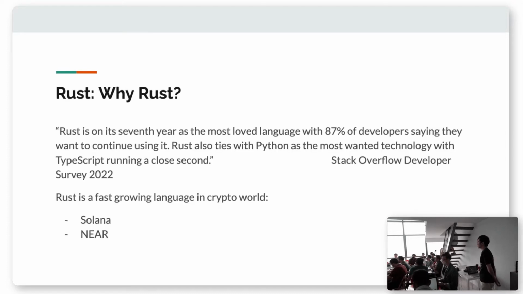So let's start. The first question is, why Rust? We have many other languages. According to the Stack Overflow developer survey, Rust has been the most loved language for 7 years, and it's also the most wanted technology. And in the crypto world, two of the famous non-EVM chains, Solana and NEAR, are both built in Rust. We believe that Rust will be more and more important in the crypto world.